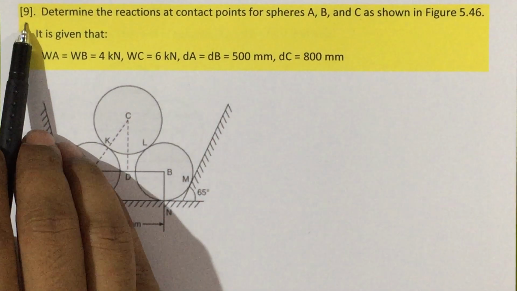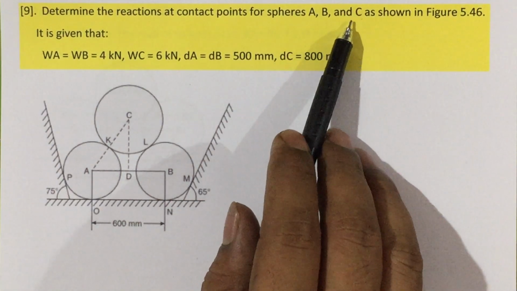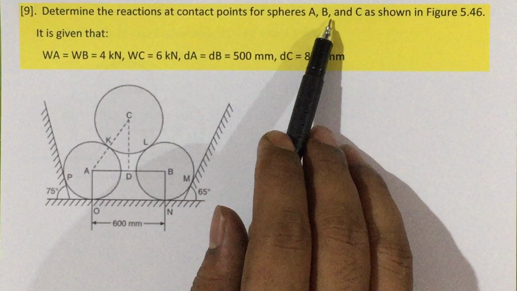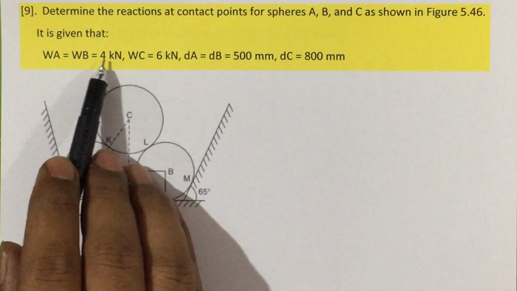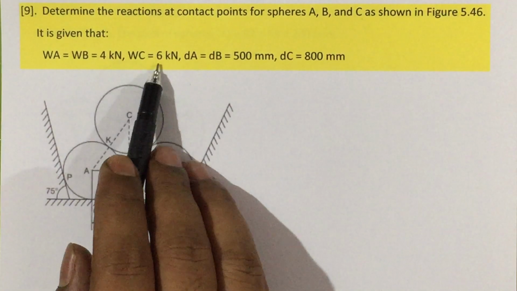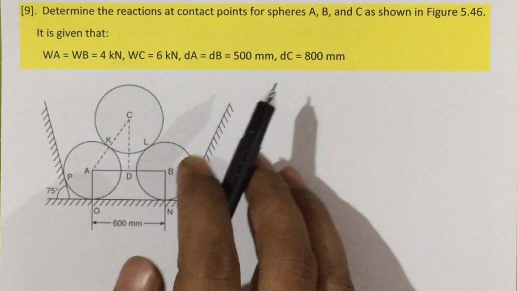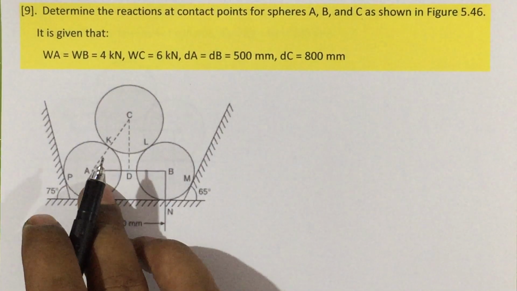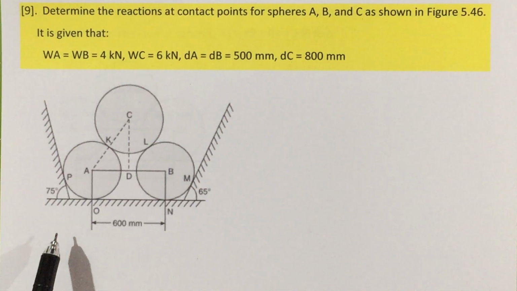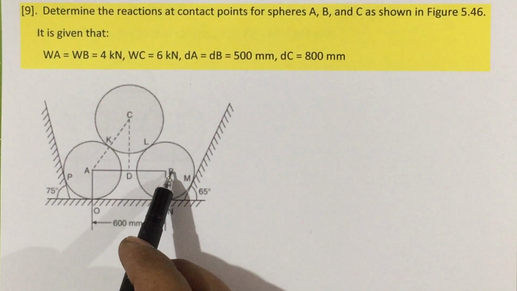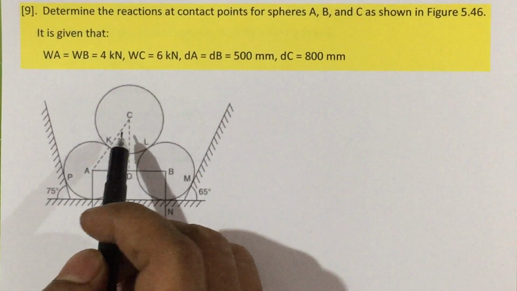Hi, the problem 9, determine the reactions at the contact points for spheres at A, B and C. For the spheres A, B, C as shown in the figure, it is given that WA equal to WB equal to 4 kilonewton, WC equal to 6 kilonewton and DA, DB equal to 500 mm and DC is equal to 800 mm. This is the given figure where A, B and C are the 3 balls or 3 spheres, where WA and WB weight will be equal to 4 kilonewton and weight of the C ball is 6 kilonewton.